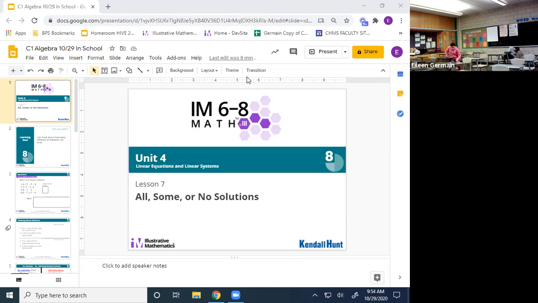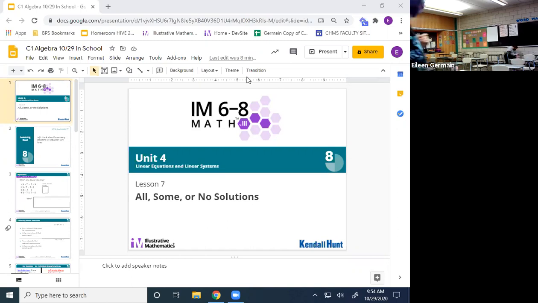So I need everybody in textbooks opening up to page activity lesson number 17, all, some, or no solutions. I'm not going to be doing it in the book today. I'm going to be doing it on the slide, but you will be following along and doing it in your textbook. Okay, I'm going to get started for my people at home.